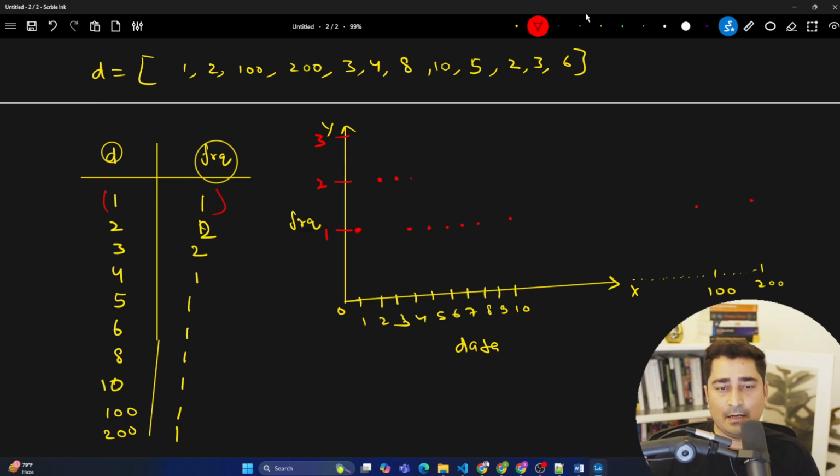Now just try to draw a box. This is basically called a histogram. So we are going to draw a histogram over here. But yeah, as of now, we are not aware about histograms. So just try to draw boxes as I am drawing as of now. So here, then here, then here.